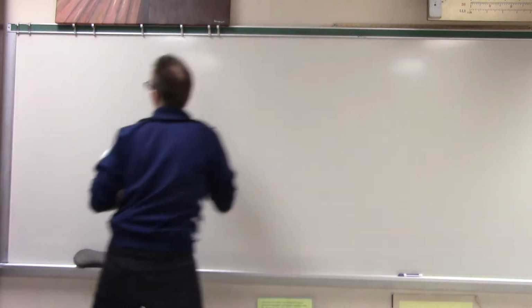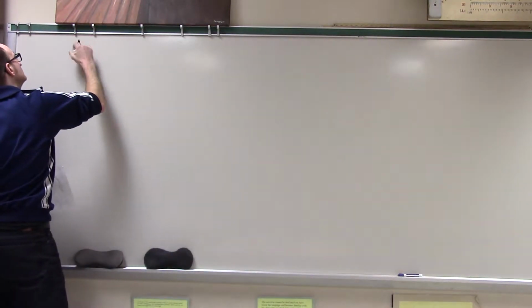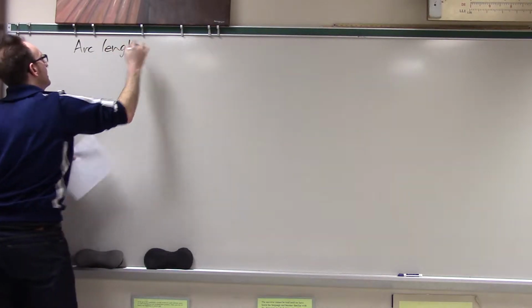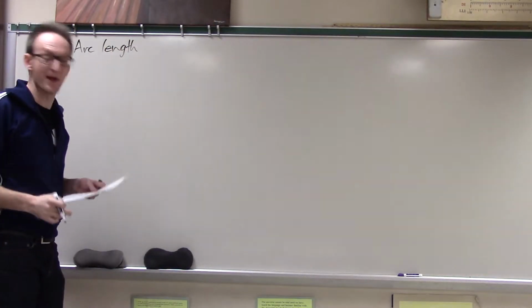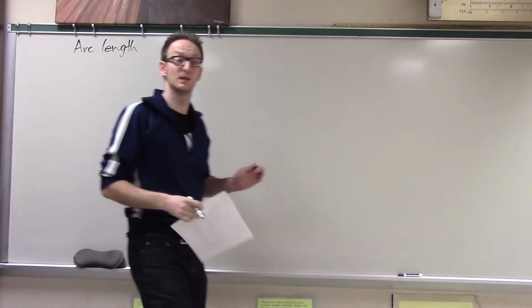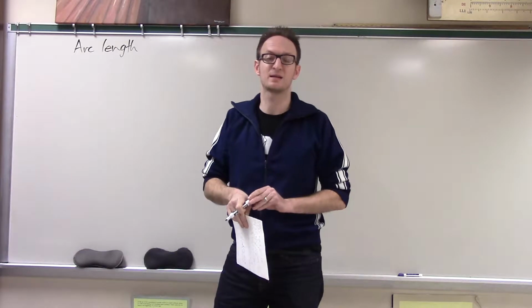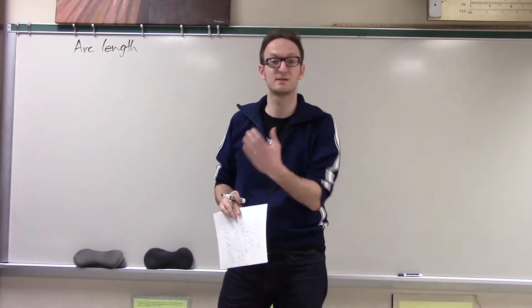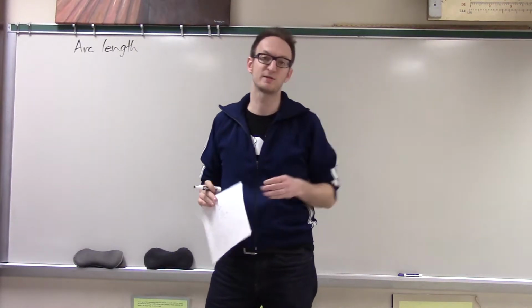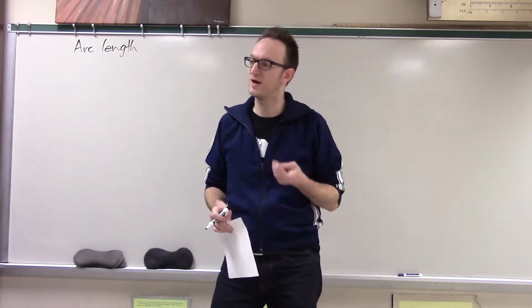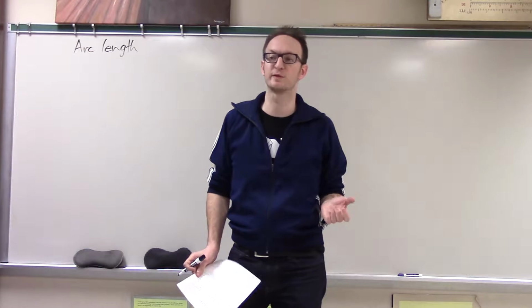I want to talk about arc length. How do we find the length of an arc? Finding the lengths of polygons is simple. You just add up the lengths of all the sides of the polygon. But if you have a curved region, how are we going to find the length of that curved region?